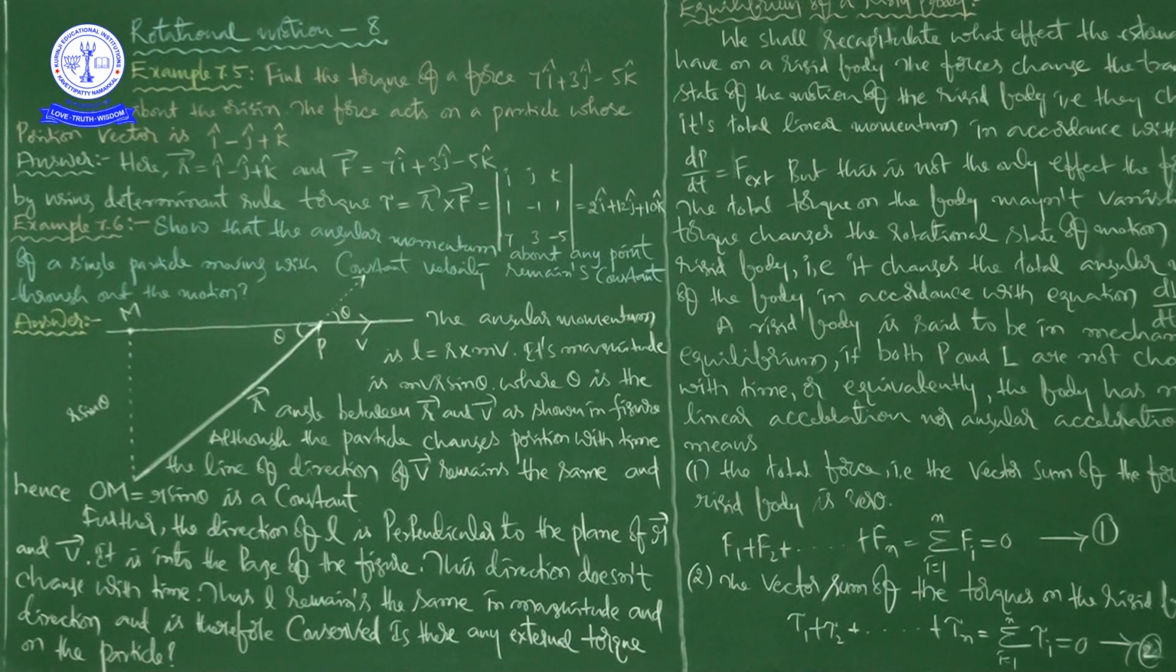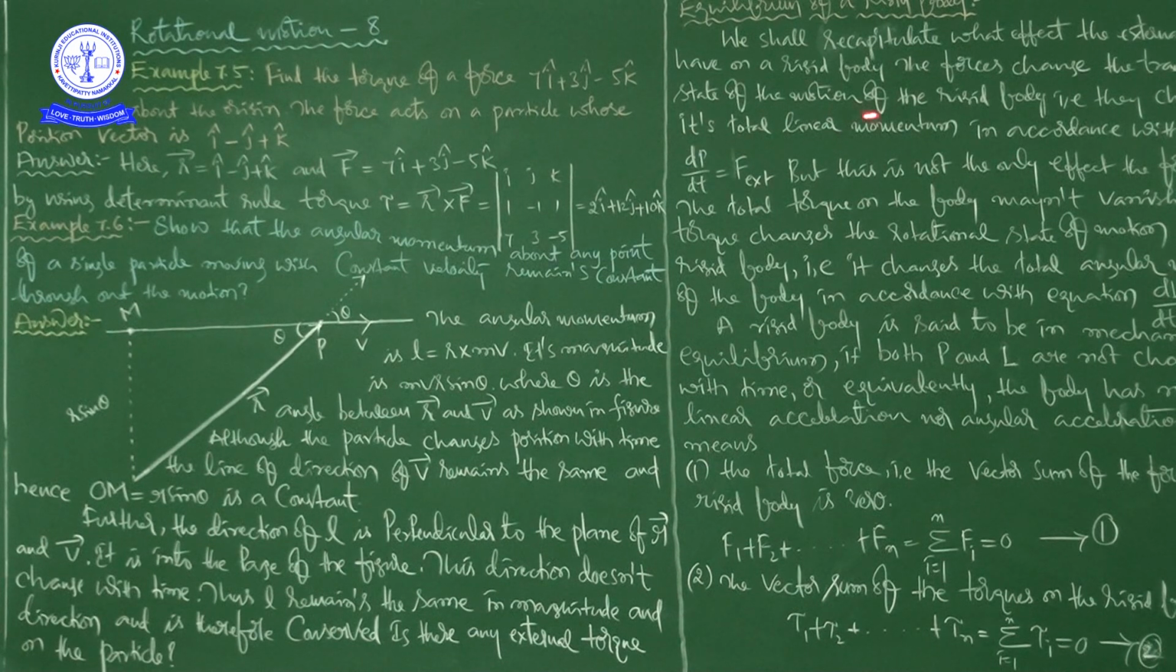So here we are going to omit the term external, because we have to define it otherwise. We shall deal with external forces and torques. So anyhow, just keep in mind, here we are going to talk about the effect external forces have on a rigid body. Next, the forces change the translational state of motion of the rigid body. That is, they change its total linear momentum.